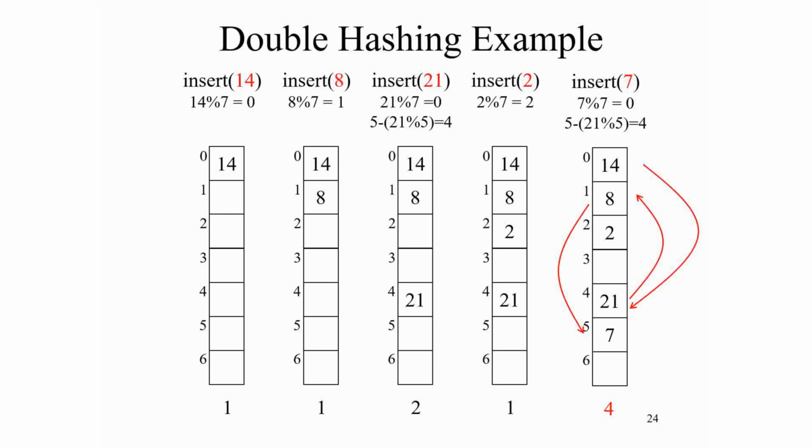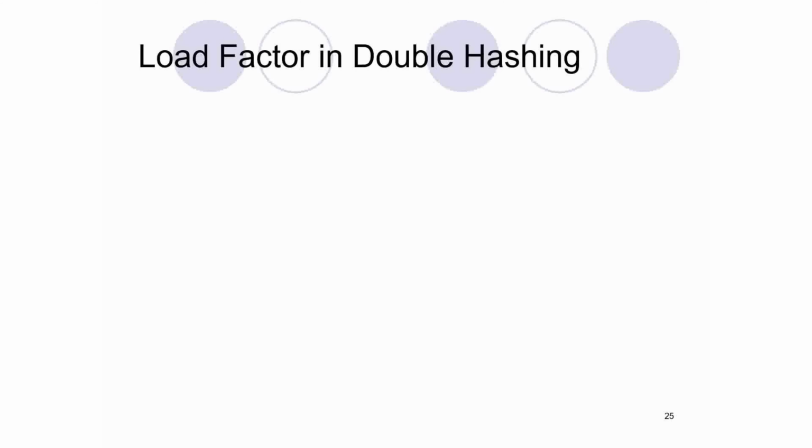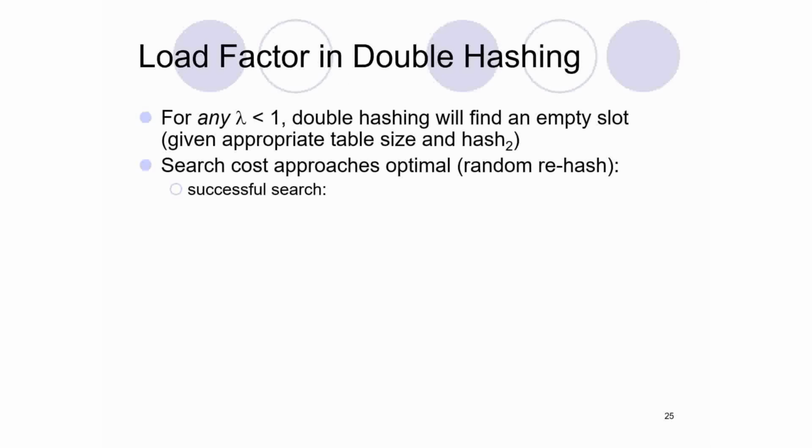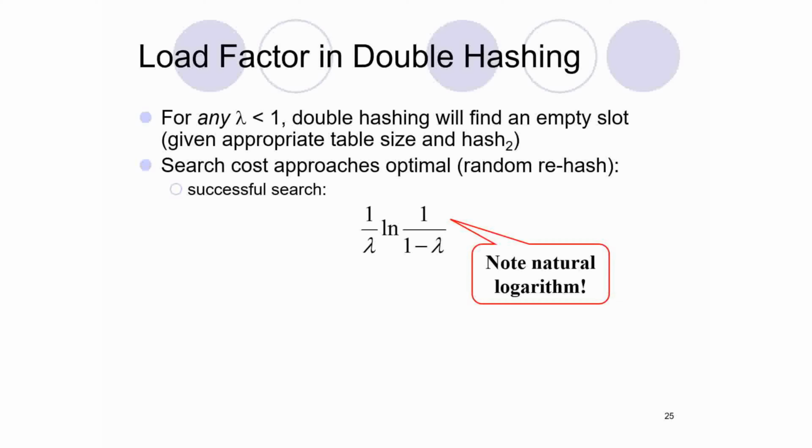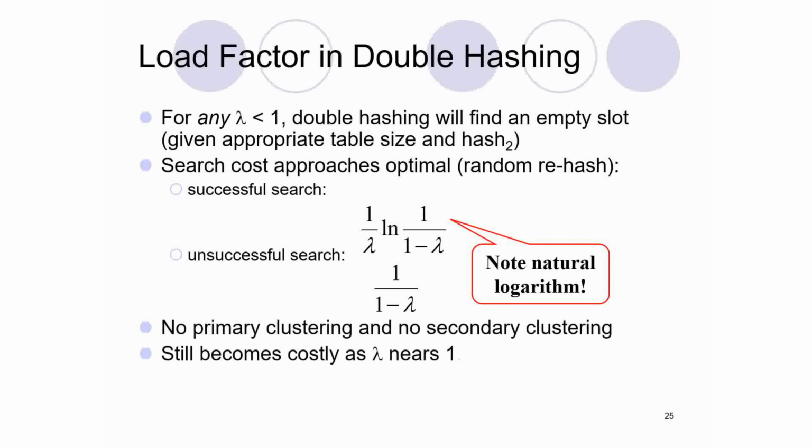Load factor in double hashing. For any lambda, search cost approaches optimal. Successful search: (1/lambda) times log(1/(1 - lambda)). Unsuccessful search: 1/(1 - lambda). No primary clustering and no secondary clustering. Still becomes costly as lambda nears 1.